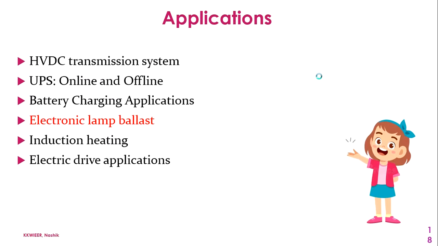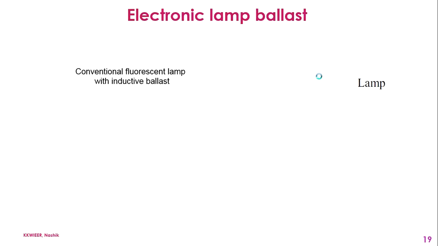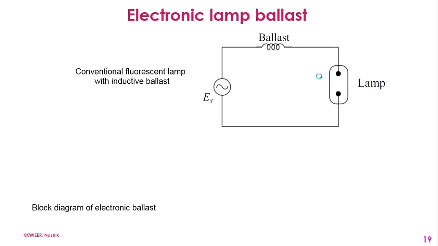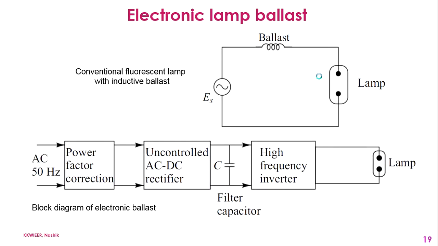So this was all about the battery charging applications. Now we are going to see the electronic lamp ballast. This is the conventional fluorescent lamp with the inductive ballast, and this is the block diagram of the electronic ballast. It consists of a power factor correction, uncontrolled AC-DC rectifier followed by a filter capacitor, then it will be given to the high frequency inverter, and finally the lamp.